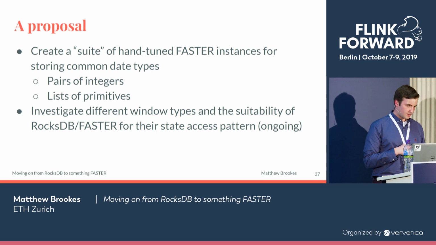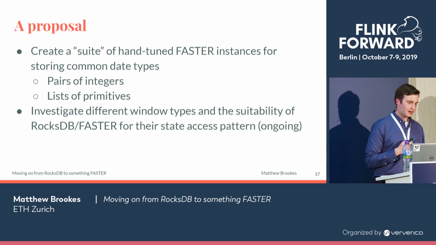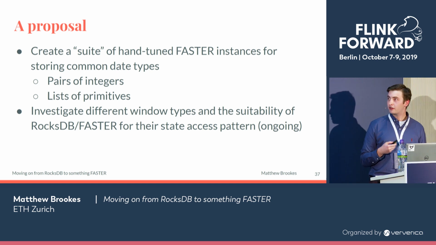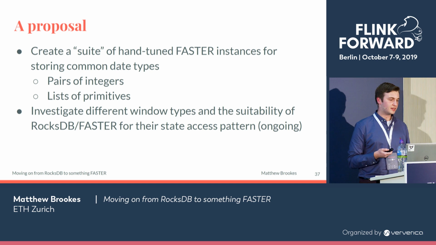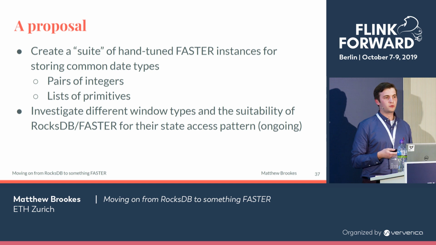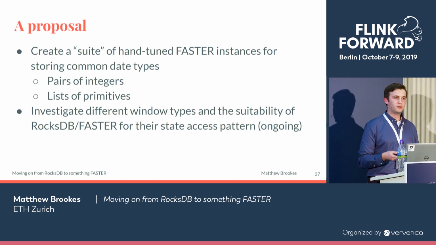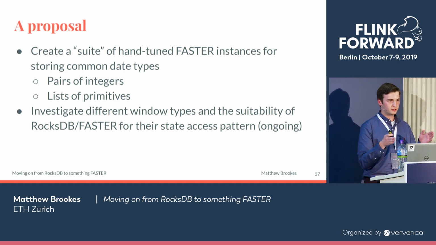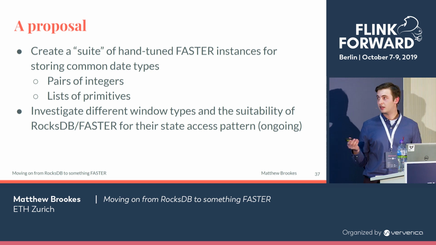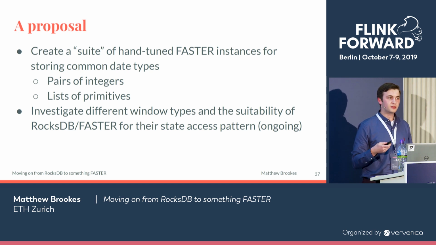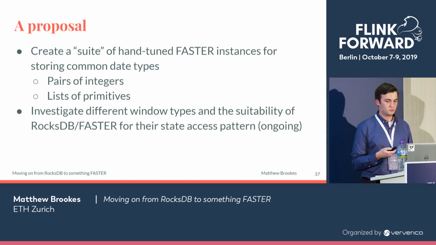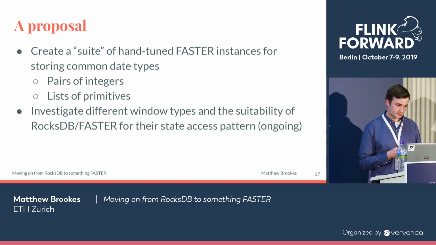So I have a little bit of a proposal to make, which is that when we do eventually come to integrating FASTER with Flink, we create a suite of hand-tuned FASTER instances for storing common data types. So when a Dataflow developer knows that what they want to store is a sum and a count, they can go and pick up this ready on-the-shelf FASTER instance, which is optimized for storing pairs of integers. Similarly, for things like lists of primitives, we can always have some kind of community contribution of different hand-tuned FASTER instances, which would be really good for storing state.